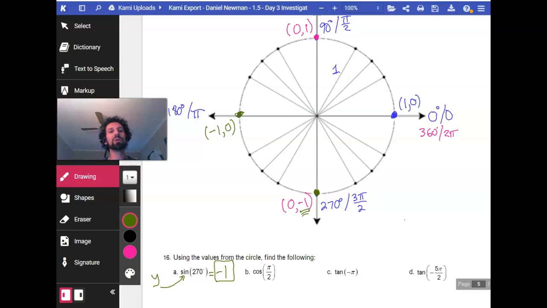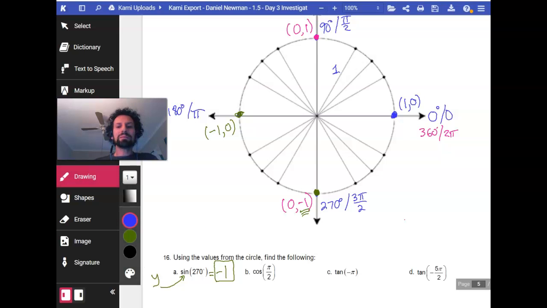So again, here there's no triangle to use. We're just using our definition of sine, cosine, and tangent: the y-coordinate, the x-coordinate, and the y-coordinate divided by the x-coordinate, respectively. Let's take a look at another one.